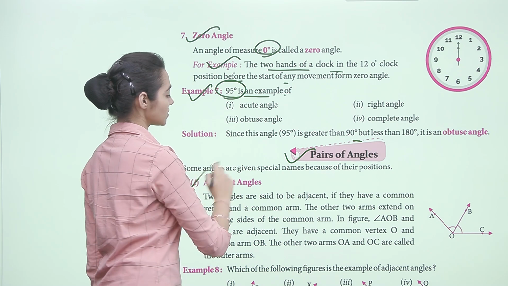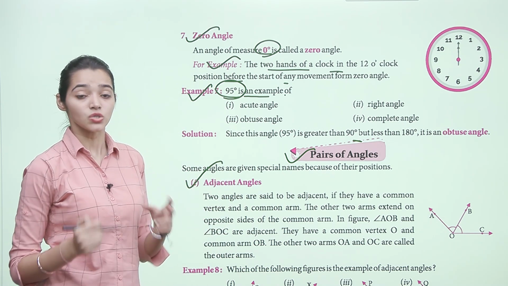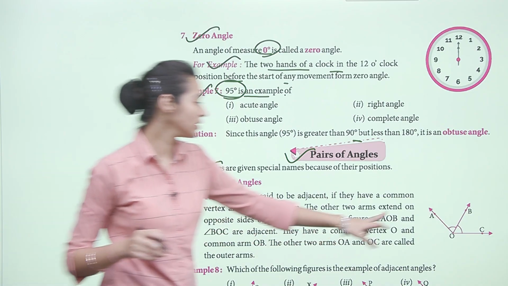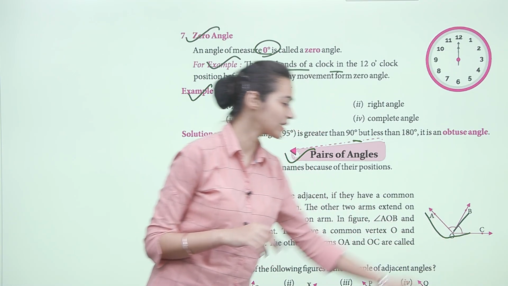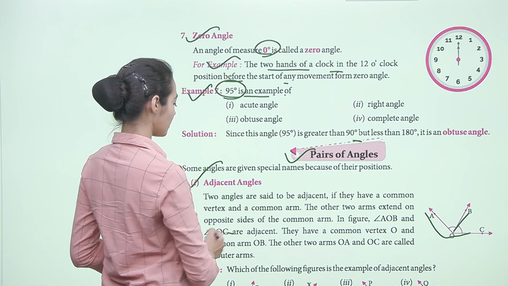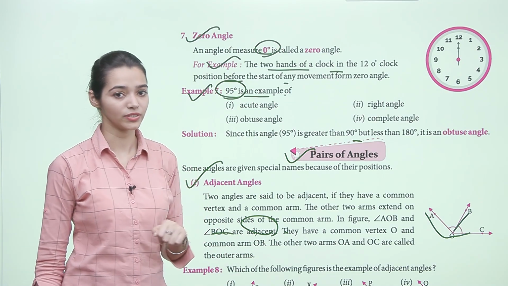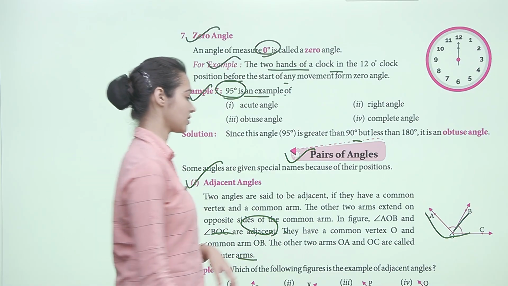Pair of angles. Now such angles have special names according to their pairs. First one is adjacent angles. Two angles are said to be adjacent if they have a common vertex and the other two arms are extended on the opposite sides of the common arm. So angle AOB and angle BOC are adjacent, that means they have a common vertex O and common arm OB. The other two are called the outer arms.